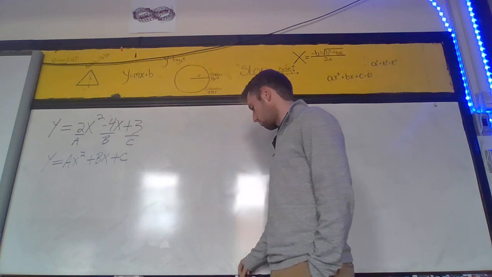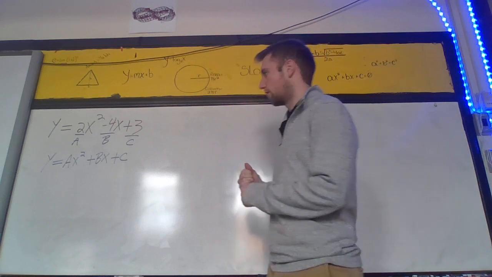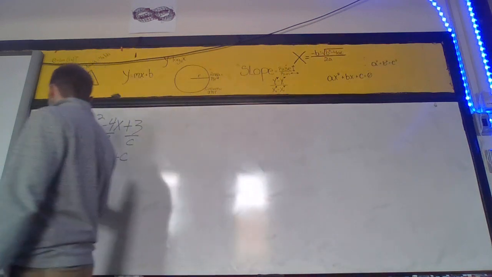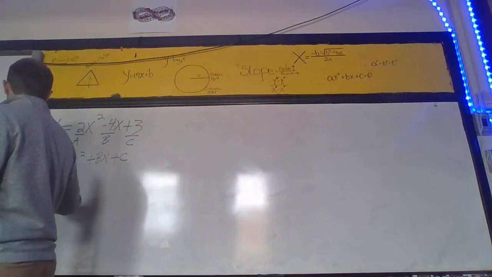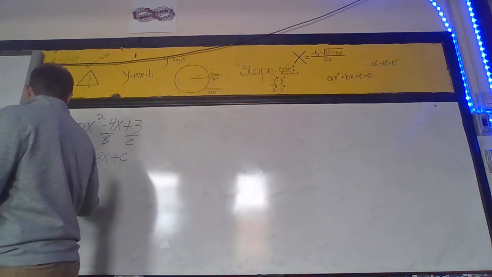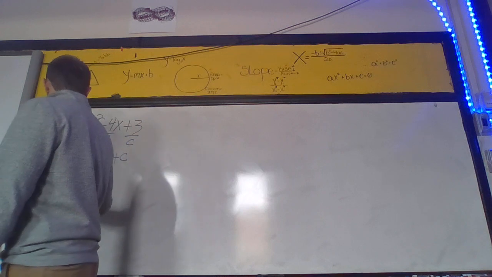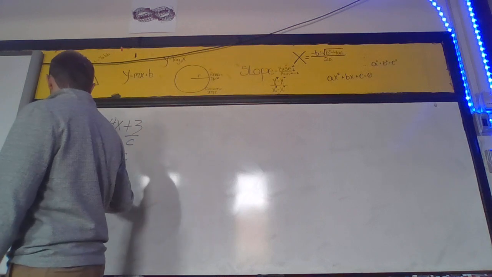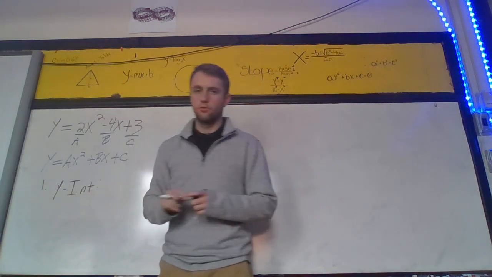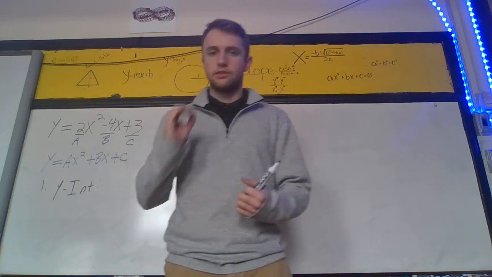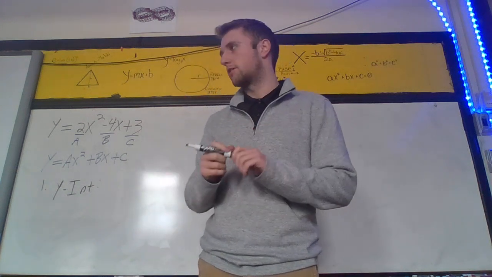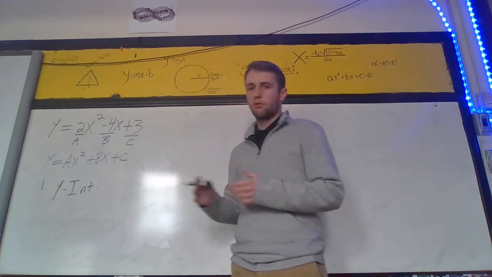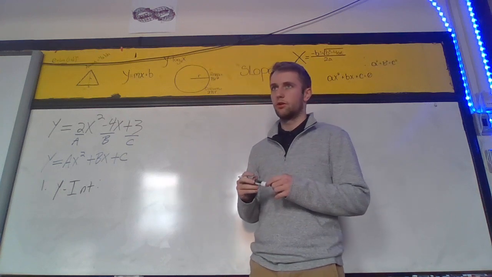There are a couple of points that we want to find first. The first thing we want to find is our y-intercept, which is going to be pretty easy to find. How would you find the y-intercept normally? You input 0 for your x value, run it through the whole equation, and then figure out what our y value is.